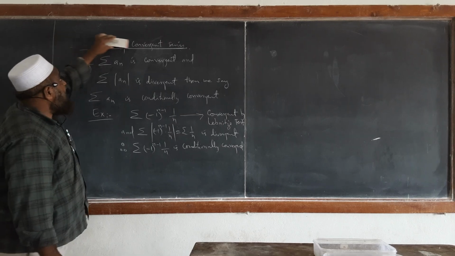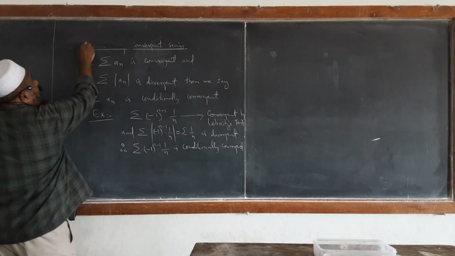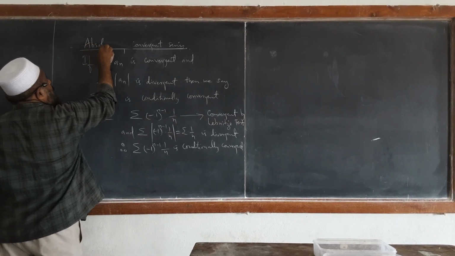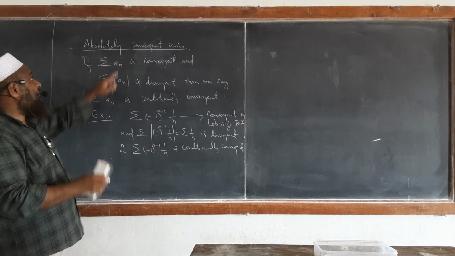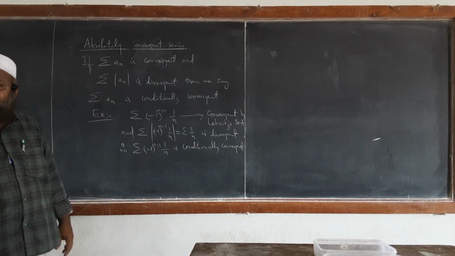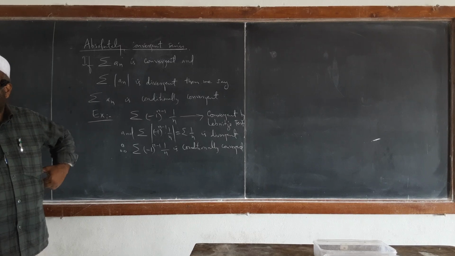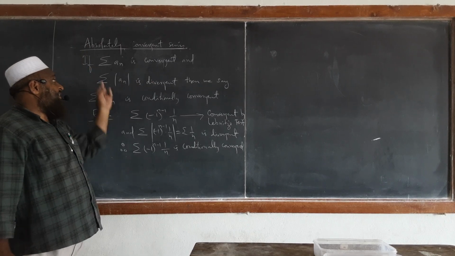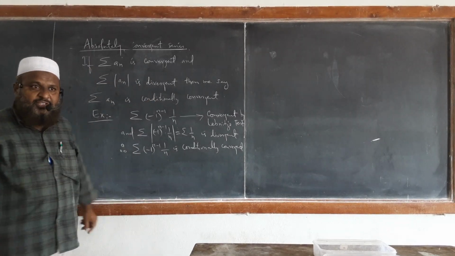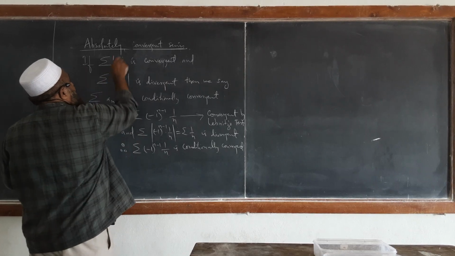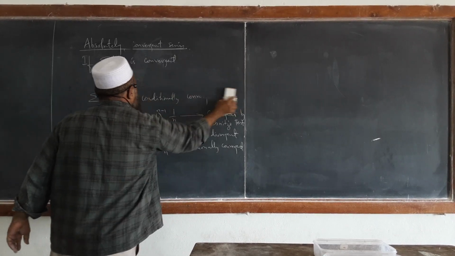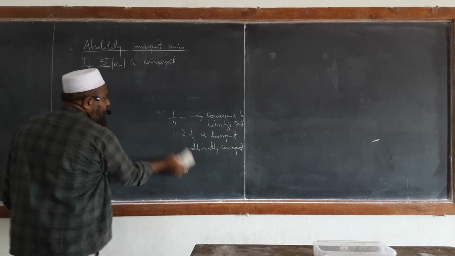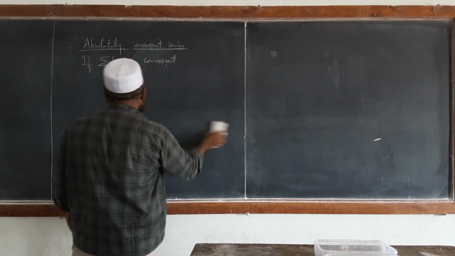Next, what shall I write? Absolutely convergent series. What is the condition, you tell me? No need to tell an is convergent and this is also convergent. No need. Very good, is convergent. No, not that. So simple.